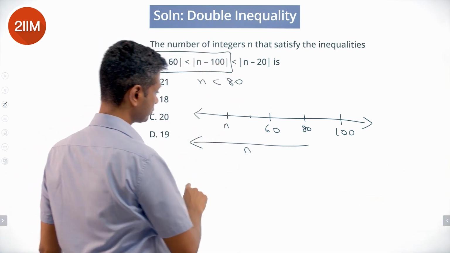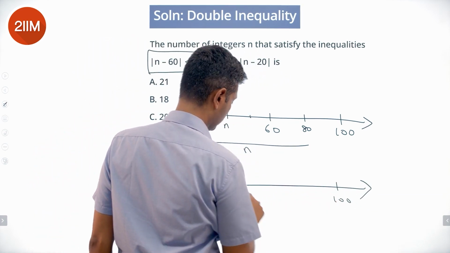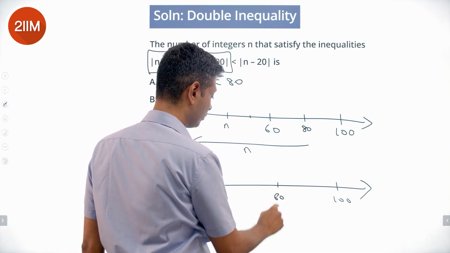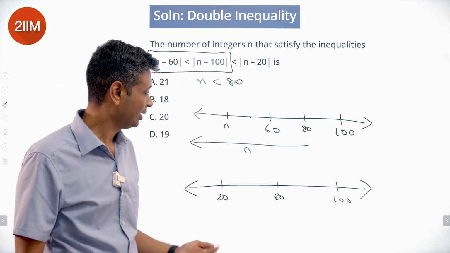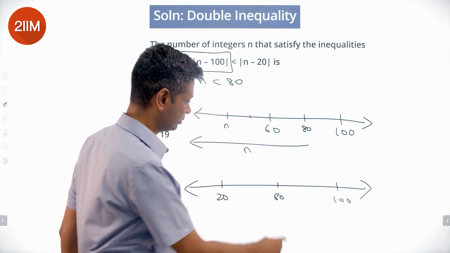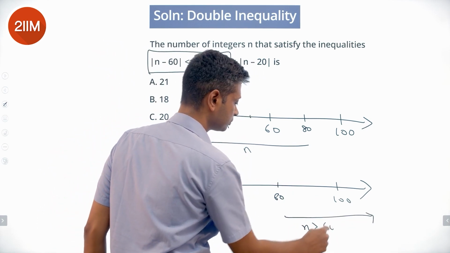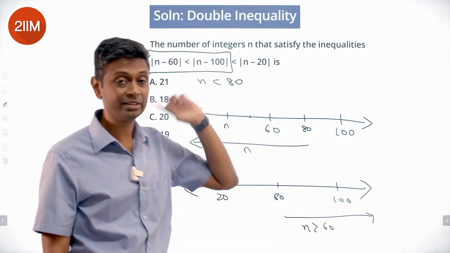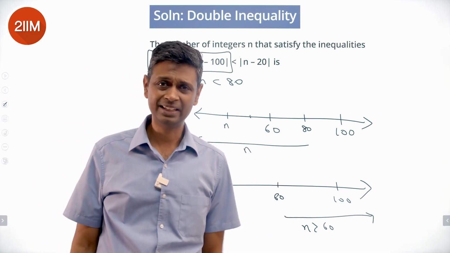Let's attack this one. For this, we're thinking about 100 and 20. We know straight away that the turning point is 60. Distance from 100 is less than distance from 20. Or this number is closer to 100. Or n should be greater than 60. This one works when n is less than 80. That one works when n is greater than 60. We're looking for numbers greater than 60, less than 80.